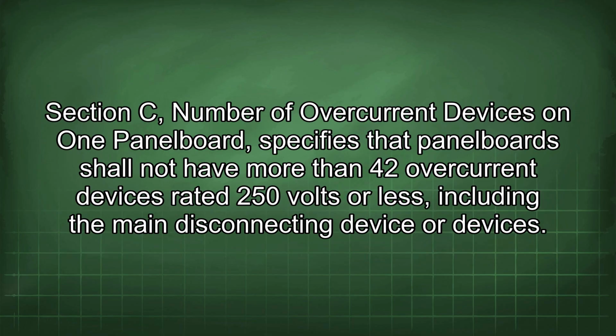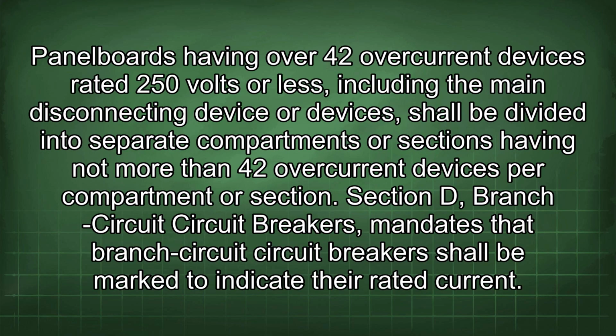Section C, Number of overcurrent devices on one panelboard, specifies that panelboards shall not have more than 42 overcurrent devices rated 250 volts or less, including the main disconnecting device or devices. Panelboards having over 42 overcurrent devices rated 250 volts or less, including the main disconnecting device or devices, shall be divided into separate compartments or sections having not more than 42 overcurrent devices per compartment or section.